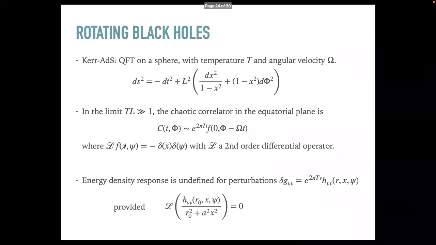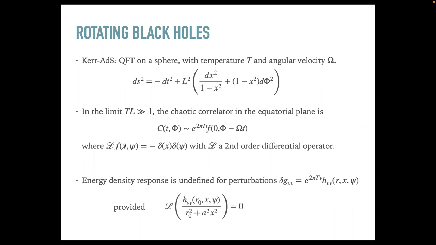Okay, so then in the last 5 minutes or so, let me briefly mention another generalization, which at least to me was much less trivial, and that's to rotating black holes. Everywhere I was looking at planar black holes, which as I mentioned before, to some degree near the horizon all look similar to one another. But something a bit more non-trivial is a rotating black hole like the Kerr AdS black hole.